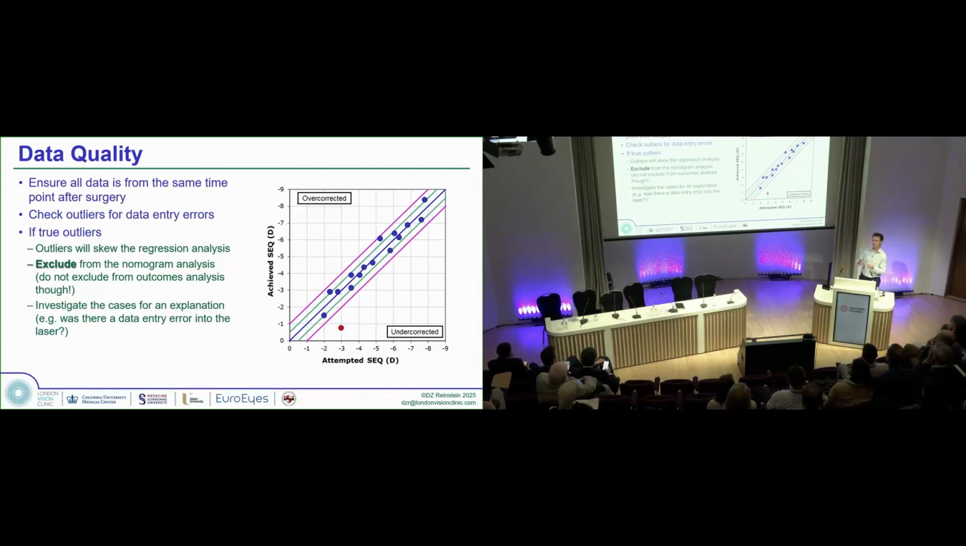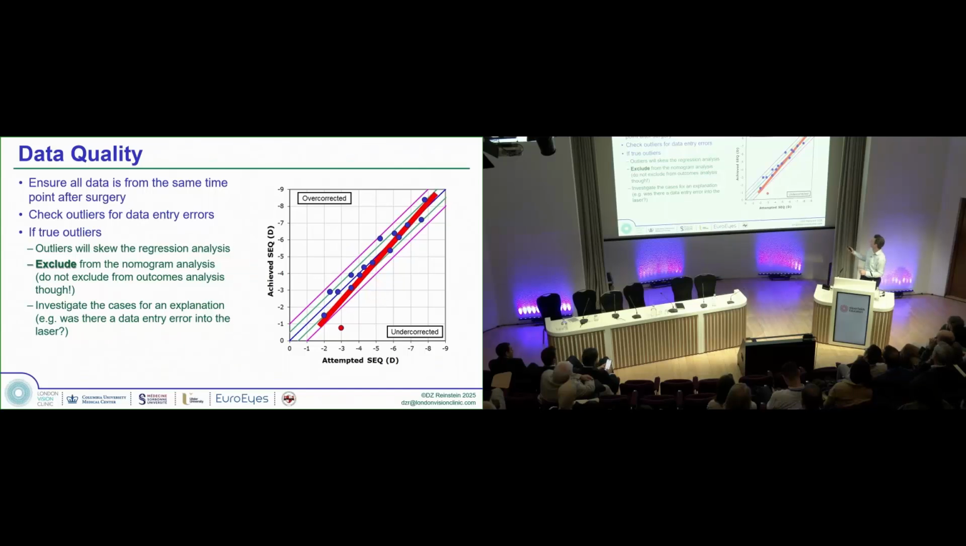When it comes to a nomogram, if it was just a bizarre outcome, then you probably want to just exclude it from your nomogram analysis. Obviously, you can't exclude it from your outcomes analysis, but you can when you're looking at a nomogram. So you want to exclude those kind of extreme outliers for nomogram purposes.